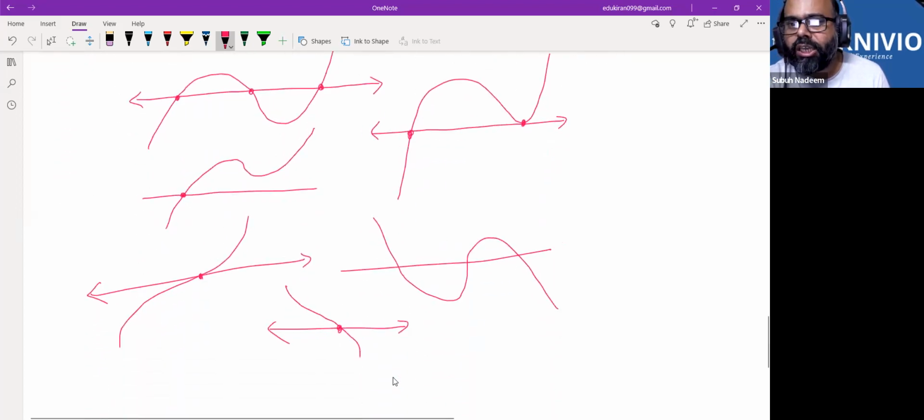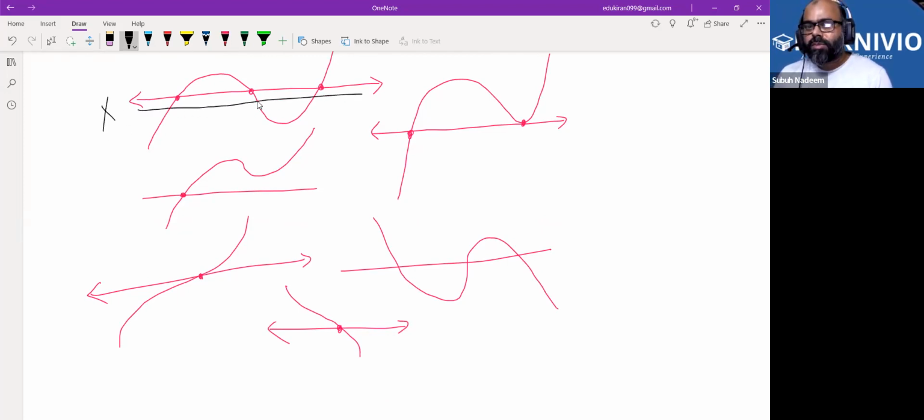So clearly one-one is not possible if it is increasing, decreasing, and then increasing. So here it is not one-one because a line parallel to the x-axis may intersect it at 3 places. Here also it will intersect at 3 places, so it is not one-one. Here also it will intersect at 3 places. It is not one-one.